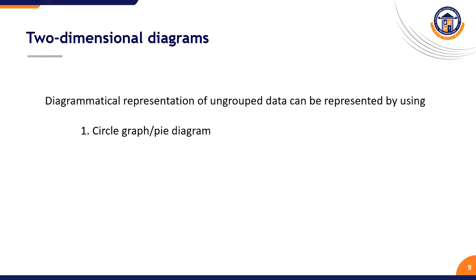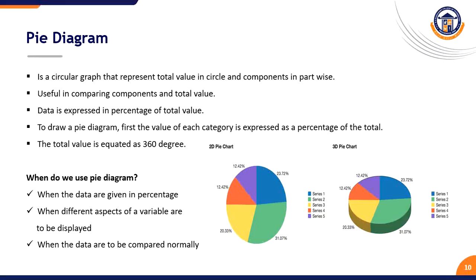Next, we see the two-dimensional diagrams. In the diagrammatical representation of ungrouped data, it can be represented using the circle graph or pie diagram. A pie diagram is a circular graph that represents the total value in a circle and the components in parts. It is useful in comparing components and total value. Data is expressed as a percentage of the total value.